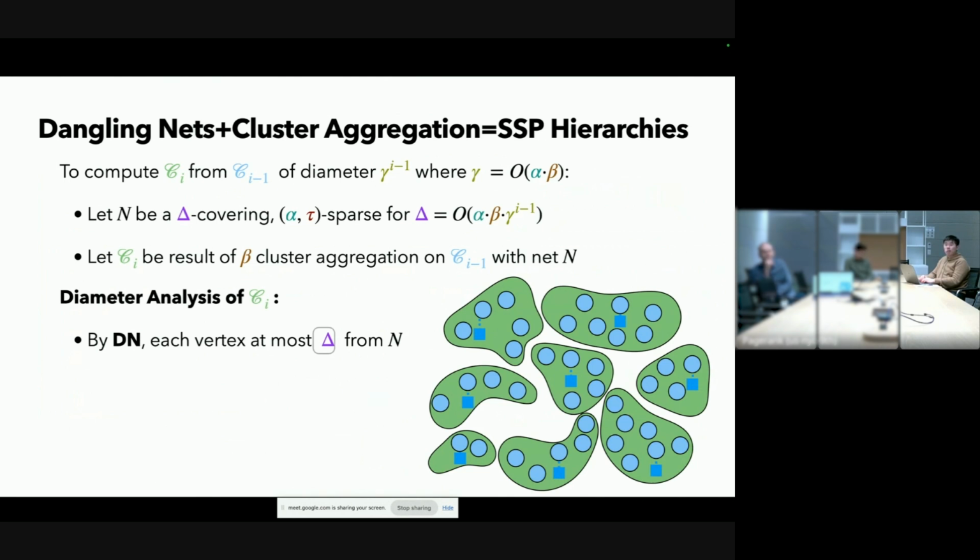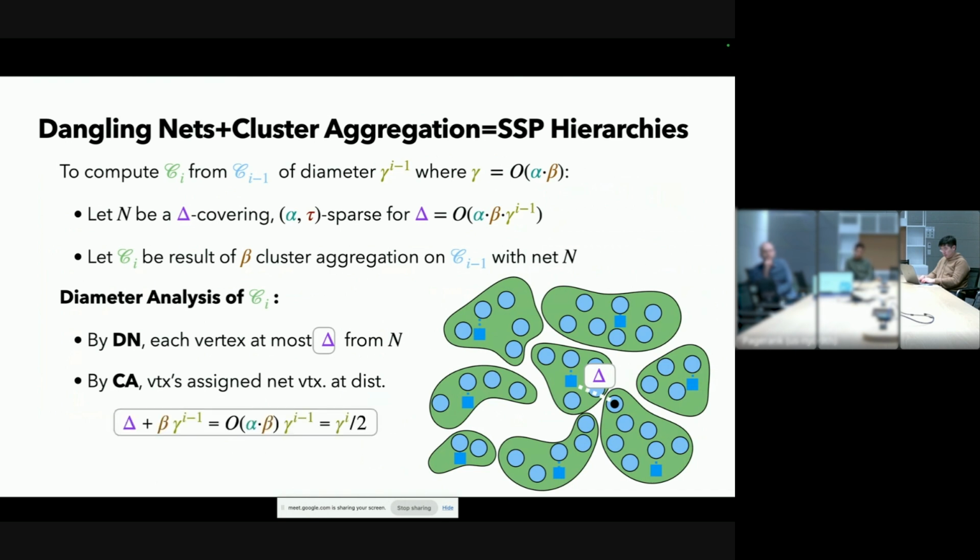These dangling nets guarantee that every vertex was at most delta from some net vertex. So if I look at this vertex, then its distance from its nearest net vertex is at most delta. But of course, cluster aggregation doesn't send you necessarily to your nearest net vertex, it sends you to some other net vertex, which is not that much further than your nearest net vertex. In particular, cluster aggregation will guarantee that the net vertex to which this gets assigned is not much more than delta. If you remember the guarantees, it's delta plus the distortion beta times the diameter of these blue parts. The diameter of the blue parts is gamma to the I-1.